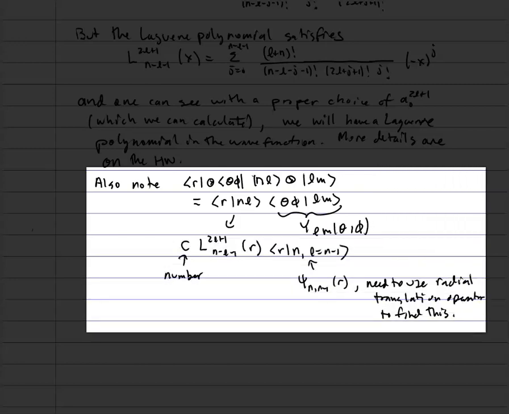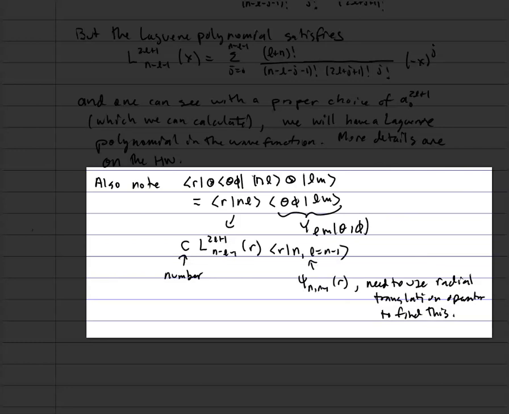This R_NL, I just have to evaluate with a bra r on the left-hand side. But the r bra is an eigenstate of the r hat operator, so I can just replace the r hat operator by r. So there's some number that's going to come out front, but then I have this L_{N-L-1}^{2L+1} of r, a function of the Laguerre polynomial, and I will have that Y_LM of theta, phi as well. So we still need to calculate that last term.